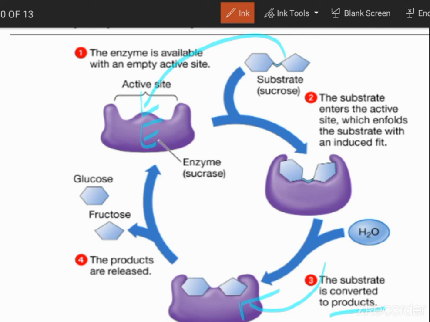The products of sucrose are fructose and glucose. A disaccharide is being broken down. So the reaction catalyzed here is the breaking of the glycosidic linkage, or a glycosidic bond is being broken. So this is the cycle of events that occur in an enzymatic reaction.